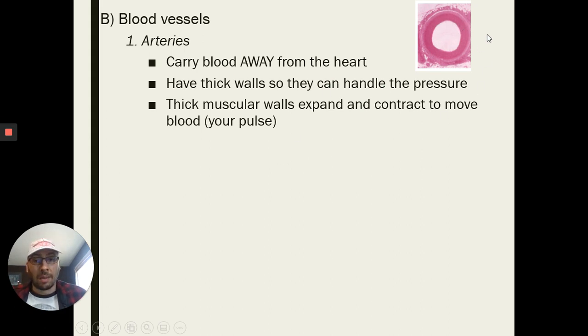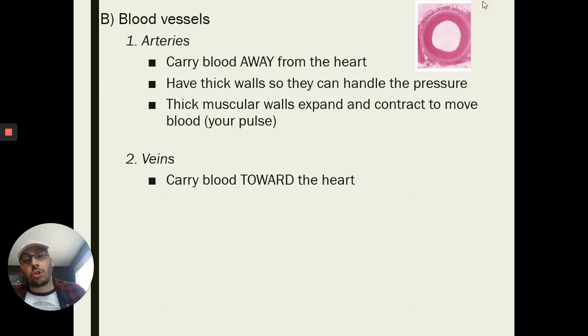These thick muscular walls expand and contract to move your blood. That's actually how we're measuring our pulse. We also have veins. Veins carry blood to the heart.